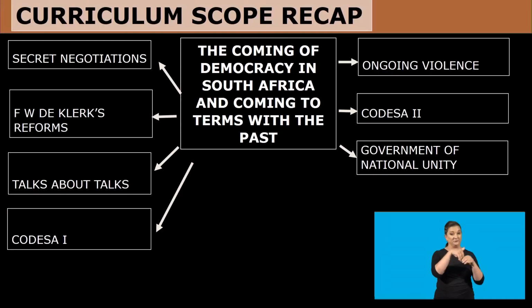Welcome back. Now, let's quickly wrap up our lesson by recapping on what we looked at. So, this lesson was the coming of democracy in South Africa and coming to terms with the past. Remember, I told you that there are subsections that you have to know, like secret negotiations, affidavit to clerks reforms, talks about talks, CODESA 1, ongoing violence, CODESA 2, and the Government of National Unity. Please make sure that you know all of them, because questions in the exam can come from any of these.